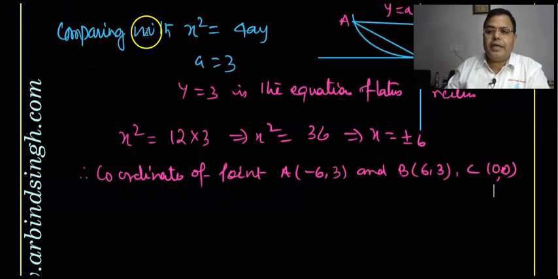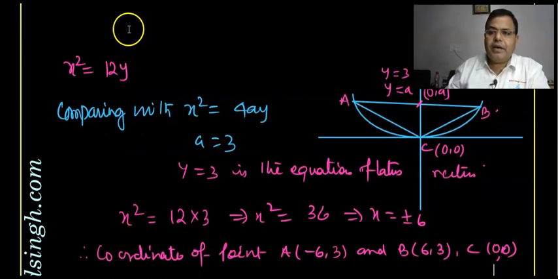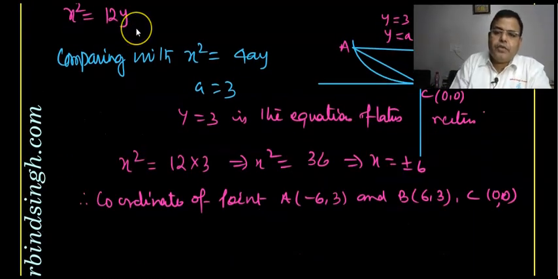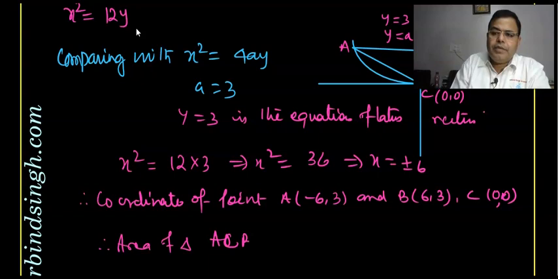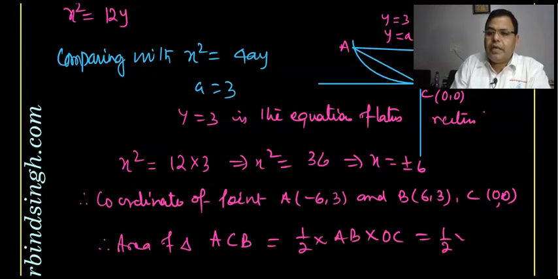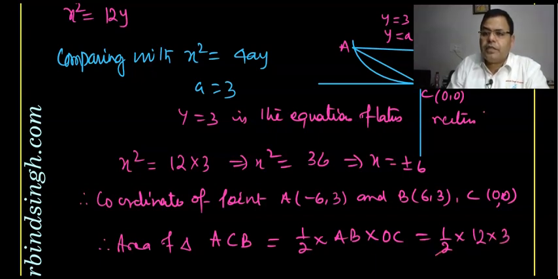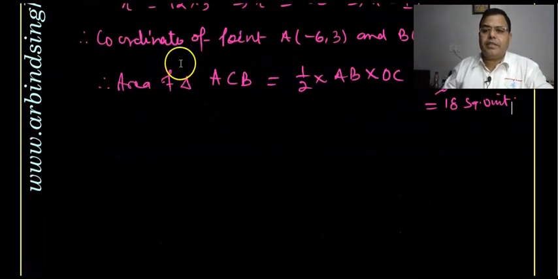Now the area of the triangle is base into height, since the base is parallel to the x-axis. So the area of triangle ACB is 1 by 2 into base AB into height OC. 1 by 2 into base AB, which is nothing else but 12, and height is 3. So this is 6 times 3, that is 18 square units. That will be the area, and this will be the answer of this question.